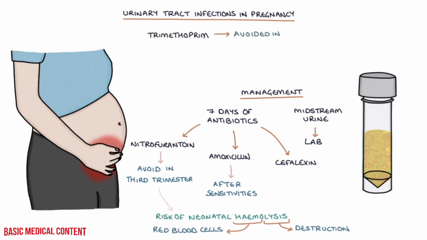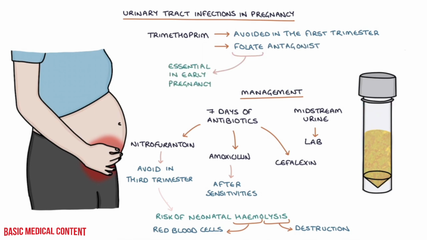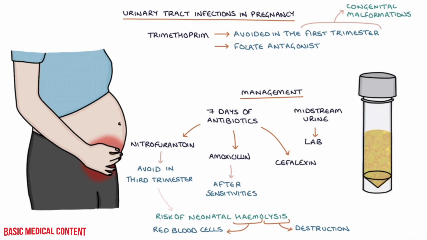Trimethoprim needs to be avoided in the 1st trimester as it works as a folate antagonist. Folate is essential in early pregnancy for the normal development of the fetus, which is why we give pregnant women folic acid supplementation. Trimethoprim in early pregnancy can cause congenital malformations, particularly neural tube defects such as spina bifida. It's not known to be harmful later in pregnancy, but is generally avoided unless necessary.